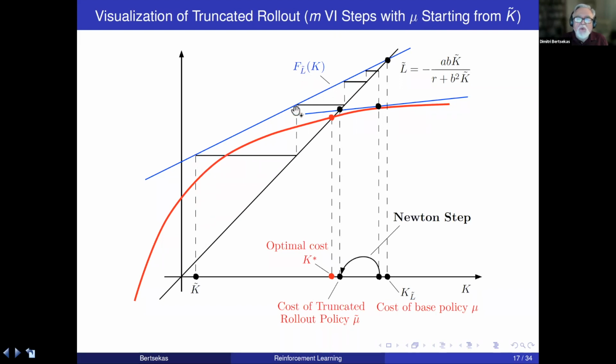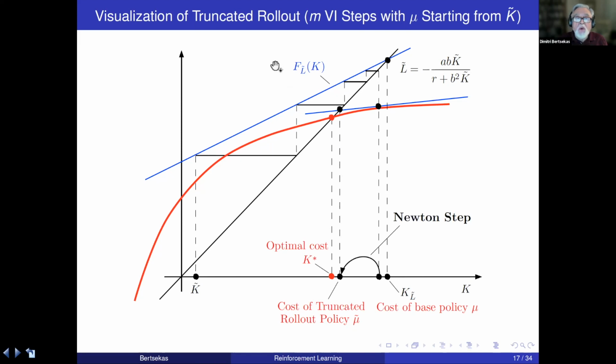This corresponds to value iteration. It's going to bring us somewhere here, somewhere closer to this point. Depending on where we start, we may be making different progress. We may start from the right or from the left.